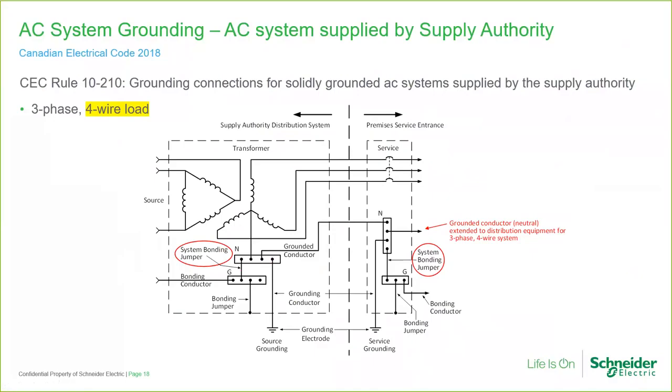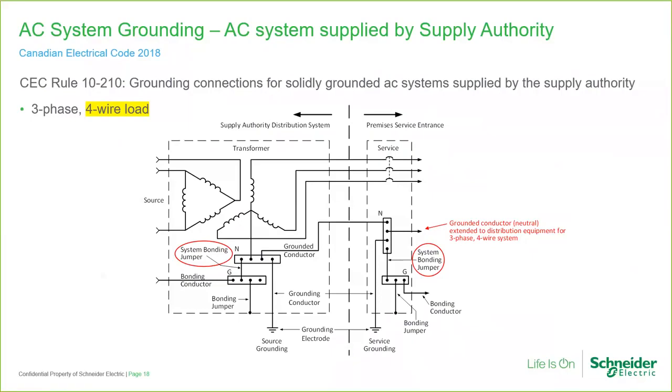Now I want to point out one other thing. The grounded conductor that's shown here, also known as the neutral conductor, between the transformer and the main switchboard, carries both neutral load currents during normal operation, and it carries ground fault current during a ground fault. In effect, the grounded conductor functions as both the neutral conductor and the bonding conductor.